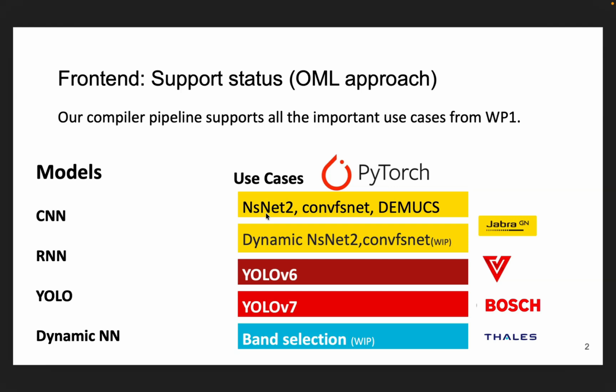And we have successfully compiled at least one use case per provider from Work Package 1. And specifically, we support compilation for NSNet2, ConfessNet2, DMARCs from Jabra, and YOLO v6, v7 from VI Notion, and band selection from Thales.